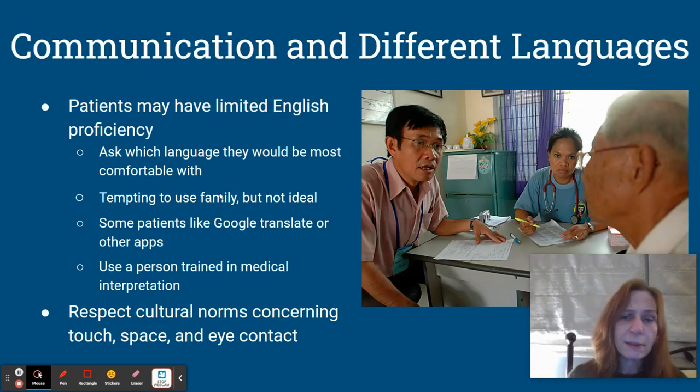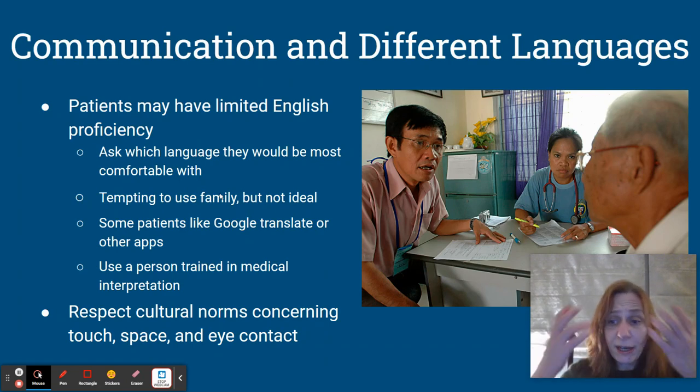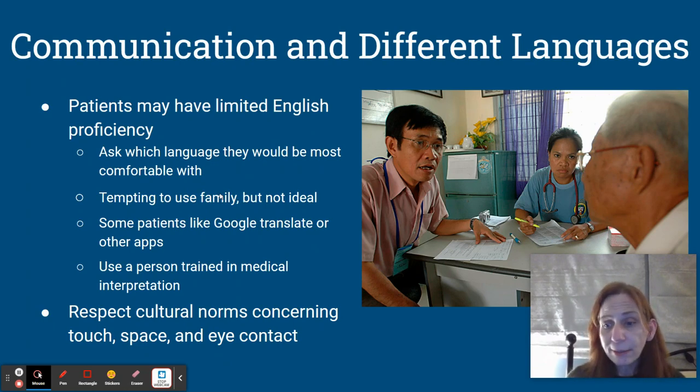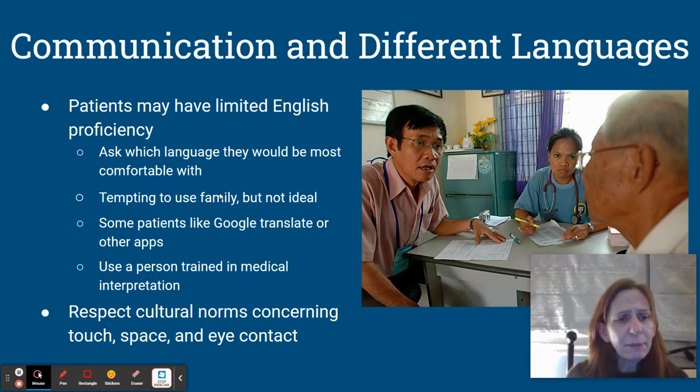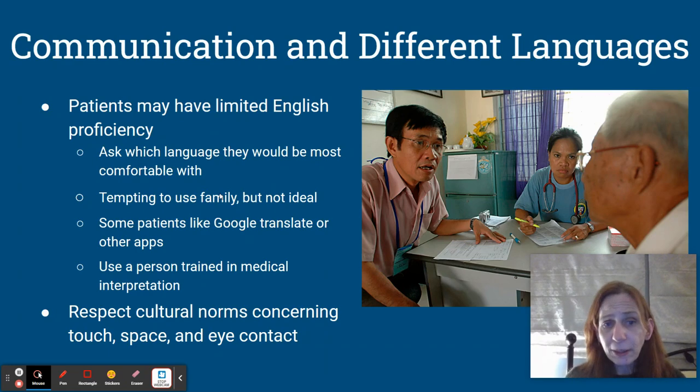Communicating with a patient who has limited English proficiency, you probably have already experienced this in clinical. It's important to determine what language they actually speak best, because you can make assumptions based on your bias. If you see somebody and they come from Guatemala, you might assume that they speak Spanish, when in fact, they have limited Spanish proficiency because they speak one of the 28 indigenous languages, like Quiche. So it's important to confirm. Somebody might actually prefer English because they've been studying it for years and they feel comfortable speaking with you in English. It's more spontaneous.